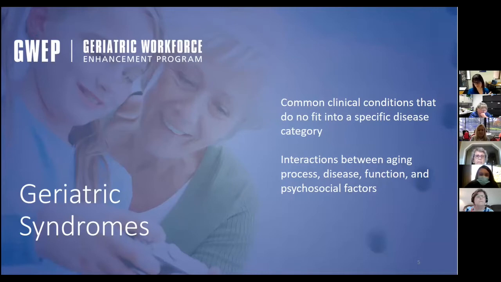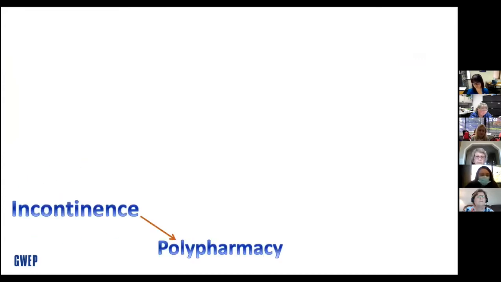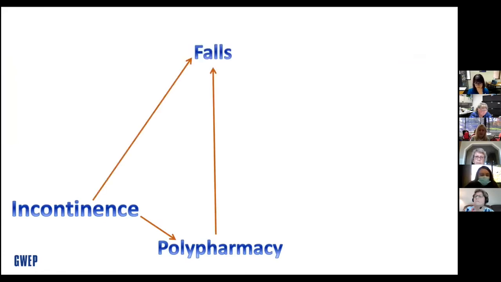So we have those normal changes that occur that do increase the risk of developing chronic illnesses. And then on top of that, we may develop some of these geriatric syndromes. And they can really span the gamut. So things that are geriatric syndromes include incontinence, polypharmacy, falls. Incontinence can also lead to falls.